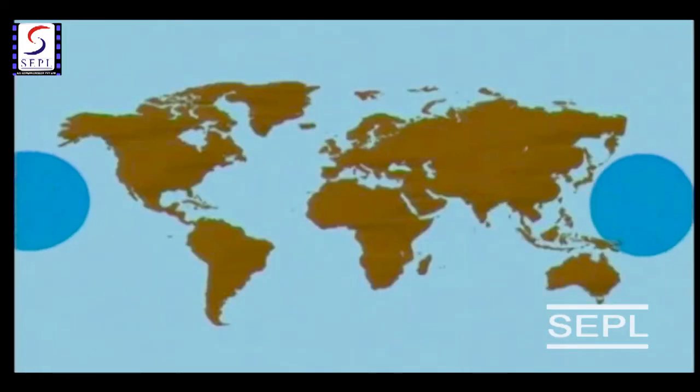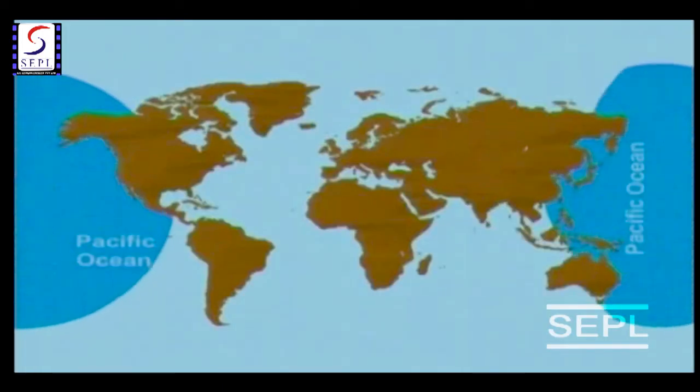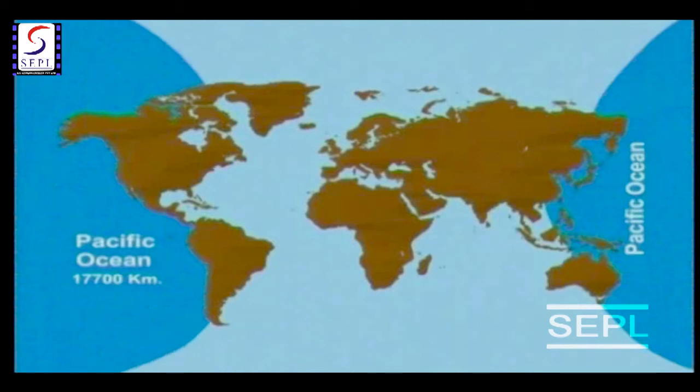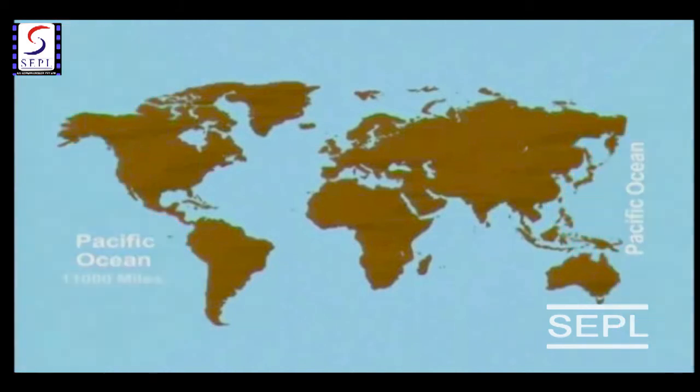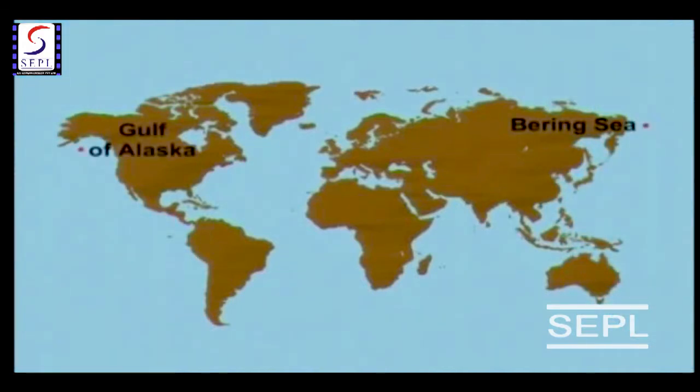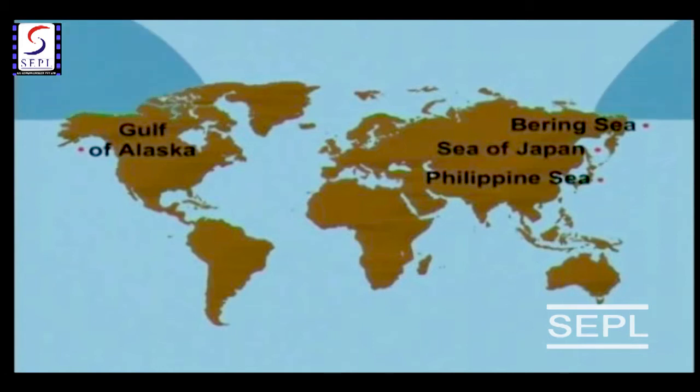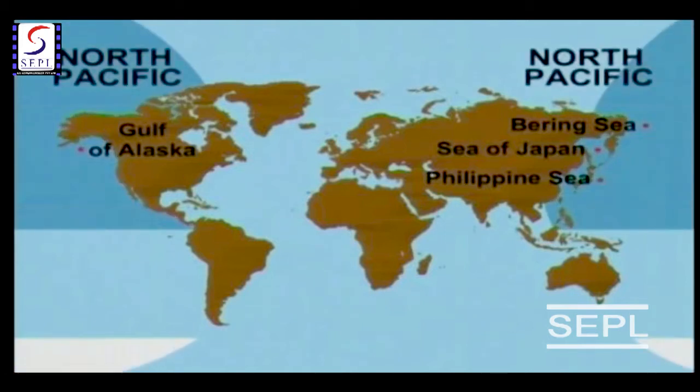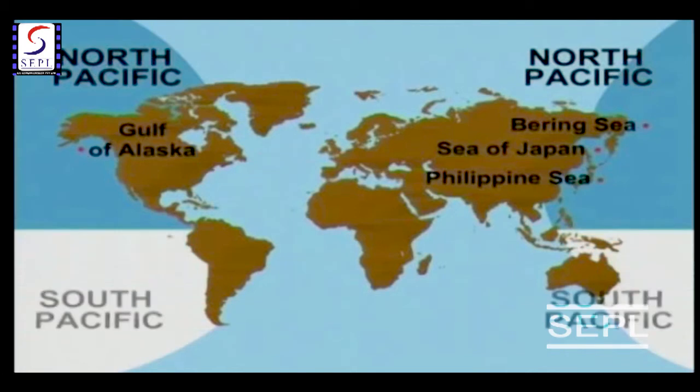The Pacific Ocean is spread across 17,700 kilometers in width, that is 11,000 miles. It includes the Bering Sea, Gulf of Alaska, the Philippine Sea and Sea of Japan. It is bisected by the equator. The part north of the equator is called the North Pacific. The part south of the equator, the South Pacific.